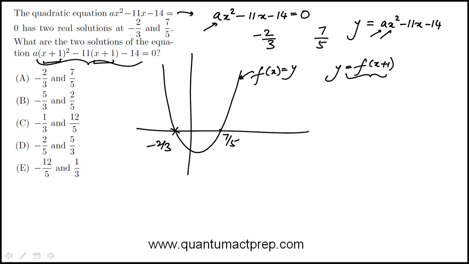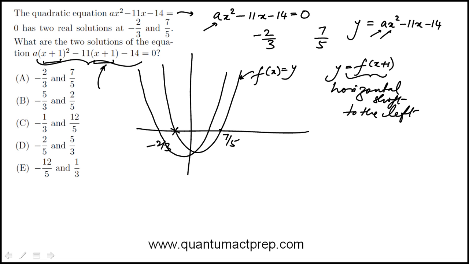This corresponds to a horizontal shift. And this is a horizontal shift to the left, 1 unit. So that means that the parabola that corresponds to this quadratic equation would be 1 unit to the left. So something like that. That means that the roots will also shift, because there's no shift up or down. This is just a horizontal shift.